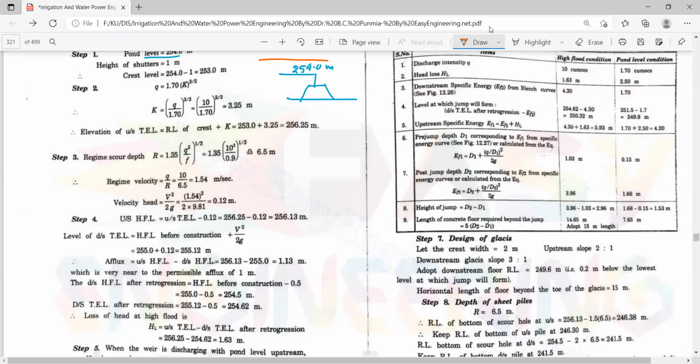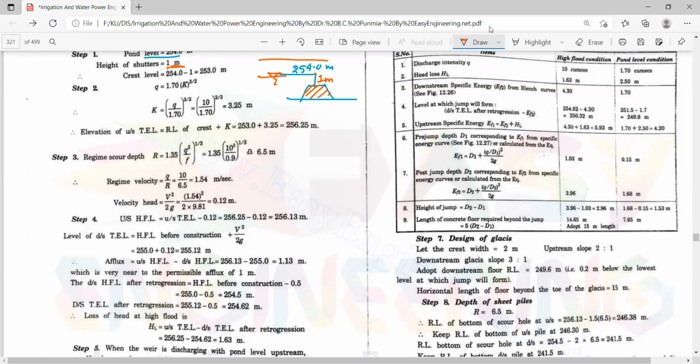But we are providing shutters in this weir portion, and what we provide is the pond. So this is the pond storage, storage up to 254.0 meters. Okay. So we know the shutter is given in the problem. Height of shutter is given as 1 meter. We are taking the height of the shutter as 1 meter, 1 meter for the operation shutter.